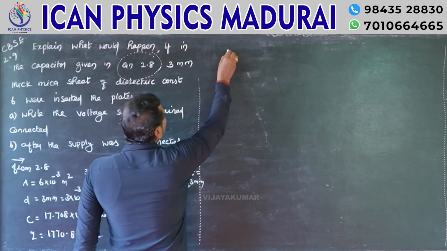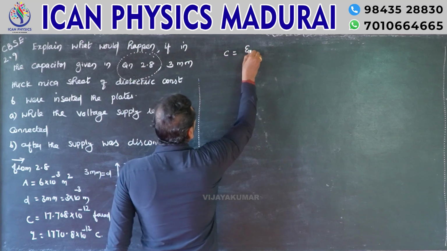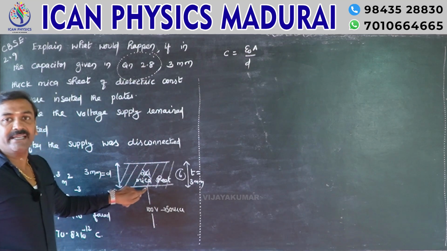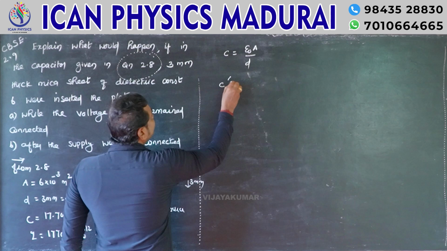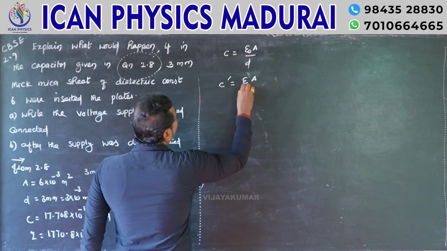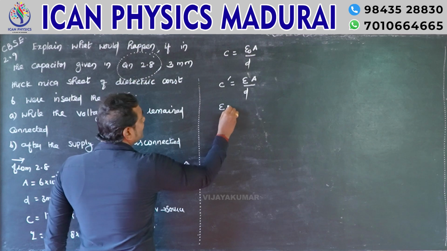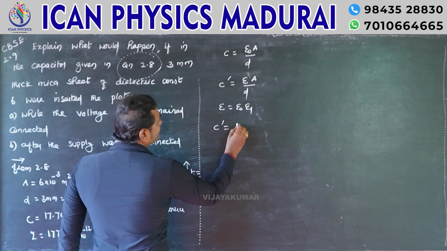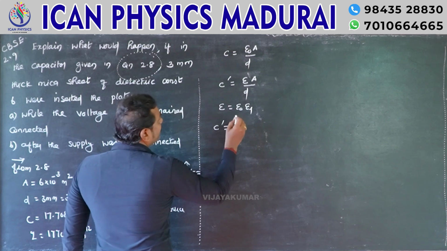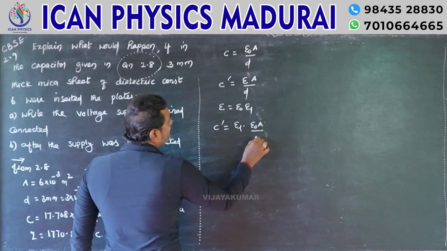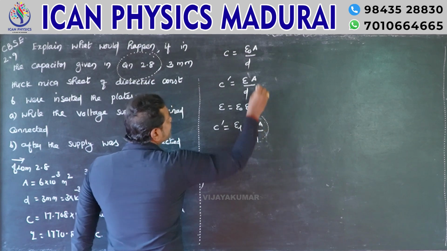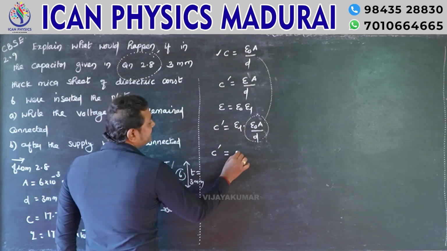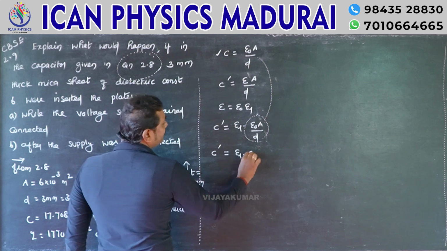We know that C equal to epsilon 0 A by d. Now, the air is replaced by a mica sheet, so C dash equal to epsilon A by d. What is epsilon? Epsilon 0 epsilon R. So, C dash equal to epsilon R times epsilon 0 A by d. Now, what is epsilon 0 A by d? It can be taken as C. So, C dash equal to epsilon R times C.